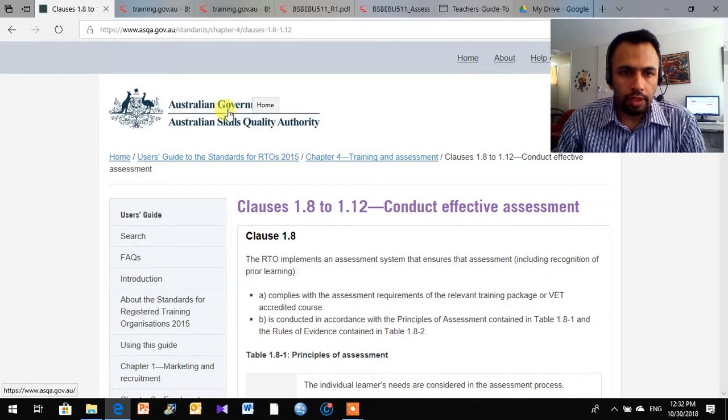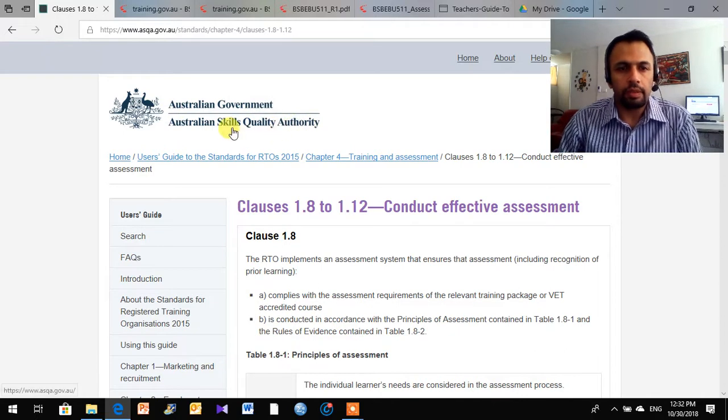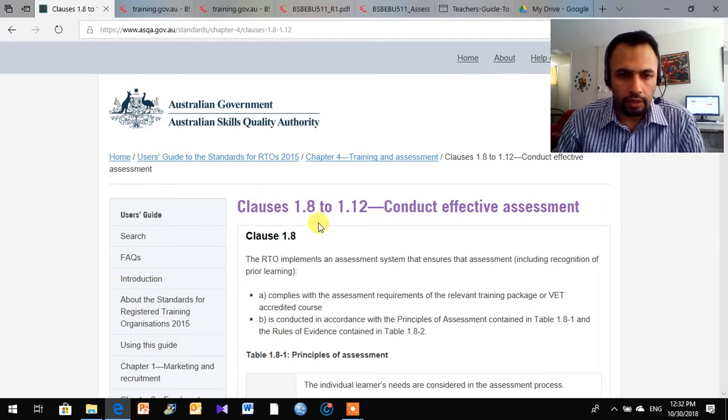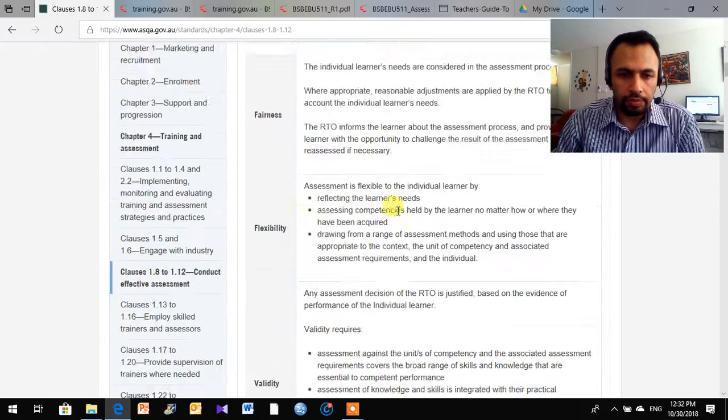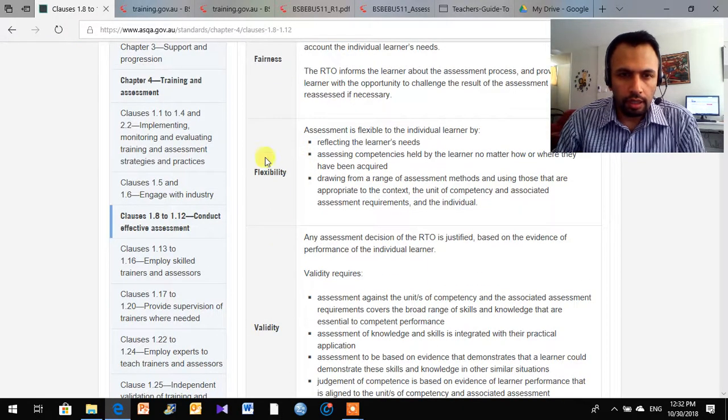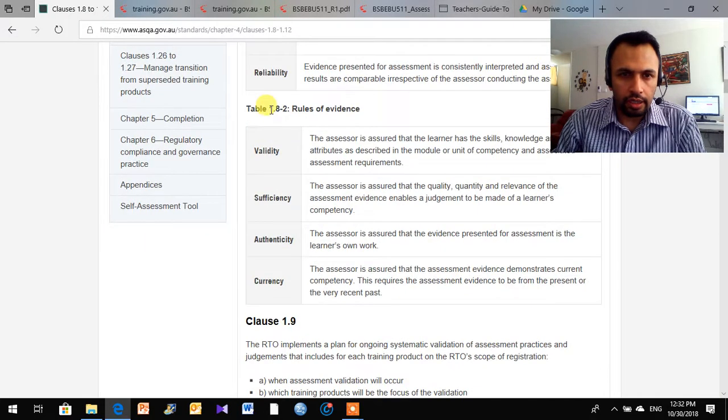If you go to the Australian Government Australian Skills Quality Authority website, or ASQA in short, then we can see that there are different clauses given in relevance to conduct effective assessment. The important elements are fairness, flexibility, validity, and reliability.